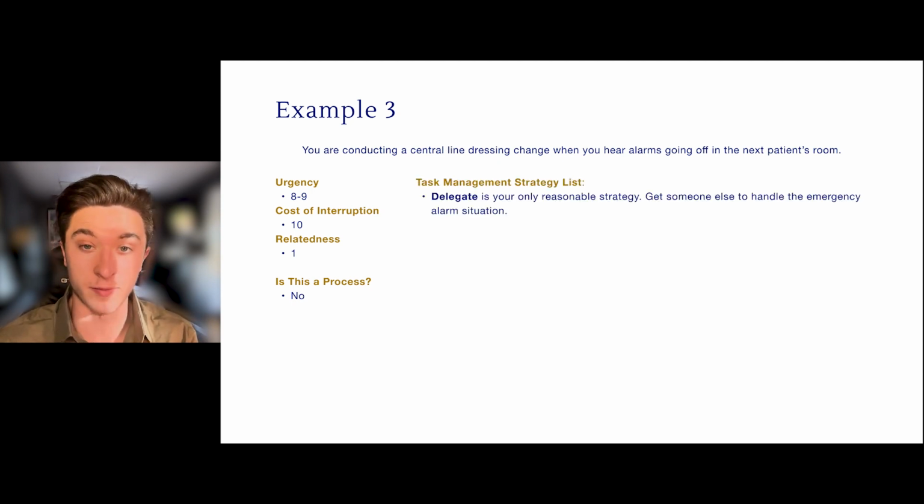If no one else is in the immediate area, you're going to have to actively find someone who can handle that emergency alarm situation as quickly as you can. Because you aren't interrupting, no recovery strategies here are necessary. So the proper way to handle this would be to go find someone as quickly as you can to handle those alarms, and then get right back to what you were doing, which is the central line dressing change.